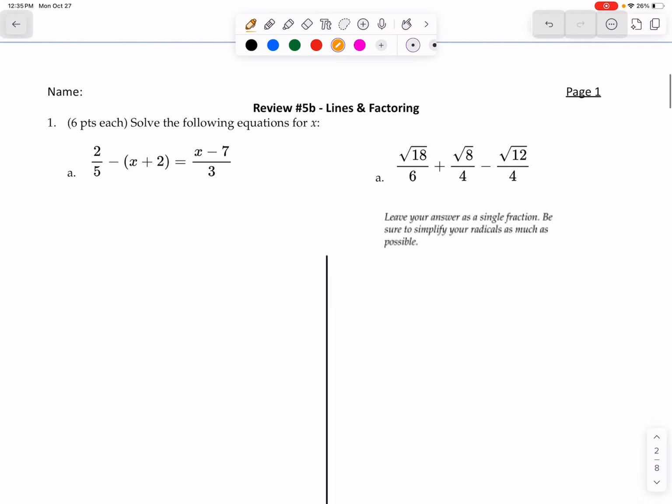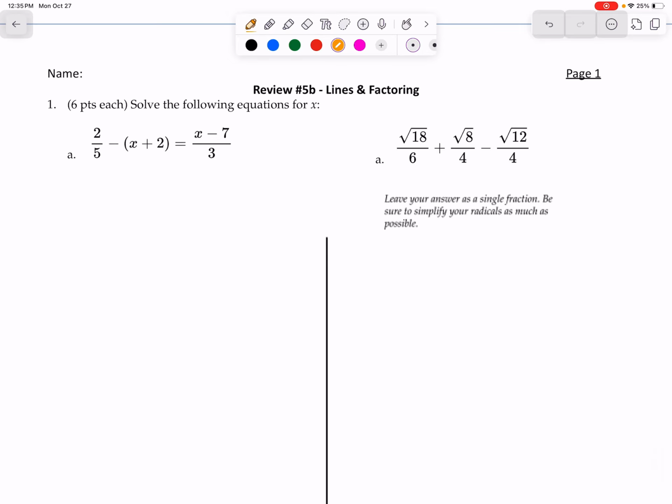On we go. So in version B of the same thing, you should have seen a lot of these before. We're just going to keep going.